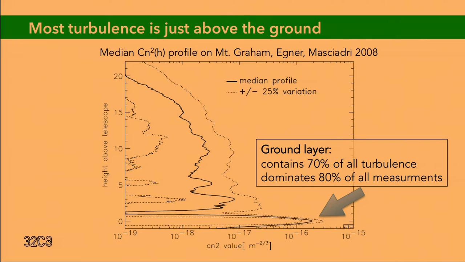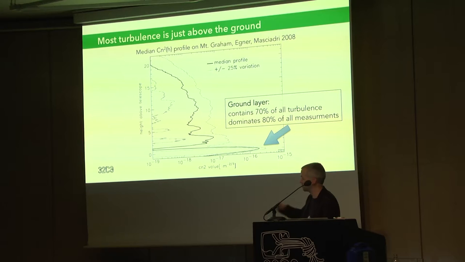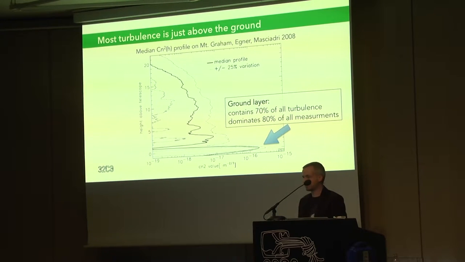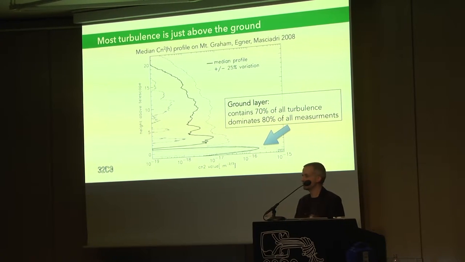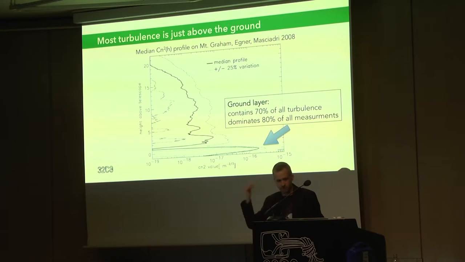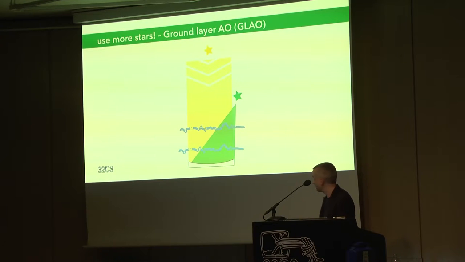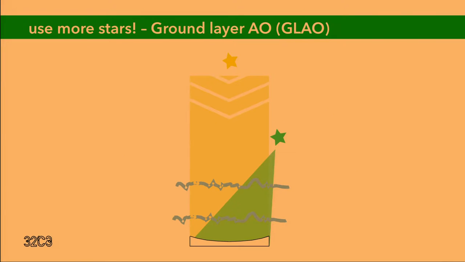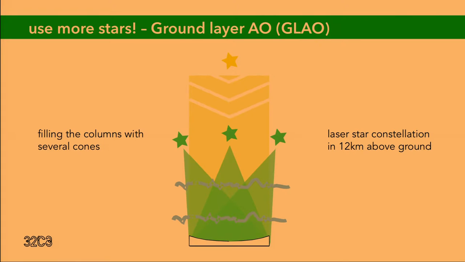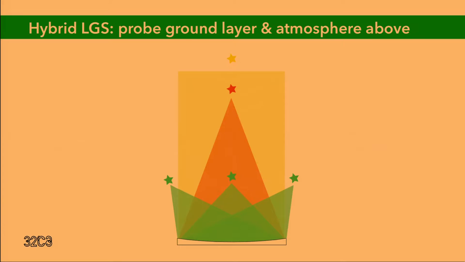And then we should think about what we actually have to correct, so we should make a profile of the turbulence above ground. This is how it looks. For example, for the site where we are, there in Arizona, we see that most of the turbulence is just above the ground. So we should care mostly about the ground layer, not so much about the high altitude things. We want to sample the ground stuff nicely, so we take not one, but three lasers to fill this area nicely.